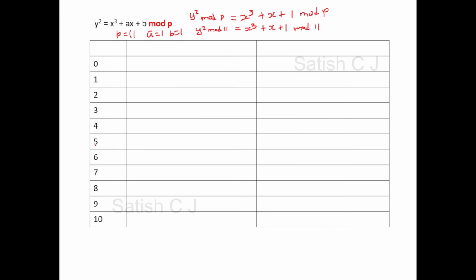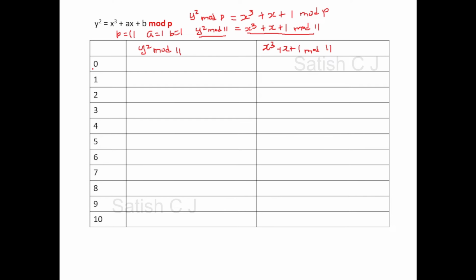And we are going to compute two things here. One is we are going to compute what is y square mod 11. And we'll also compute this side, the right hand side, x cube plus x plus 1 mod 11. So we're going to compute the left hand side and right hand side for all the values in the set of all integers mod 11.